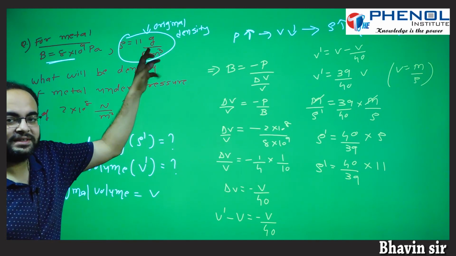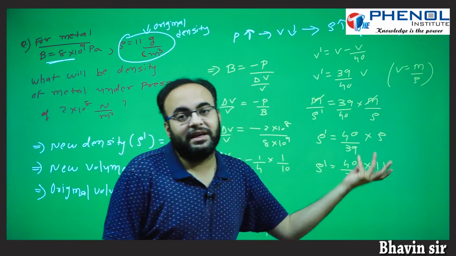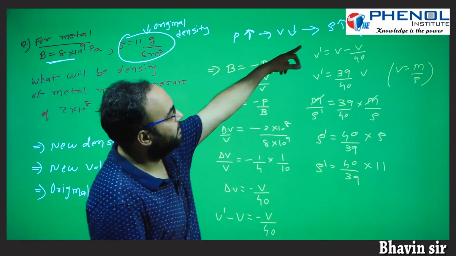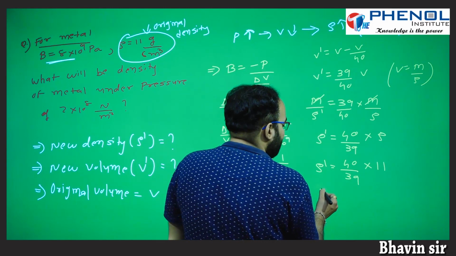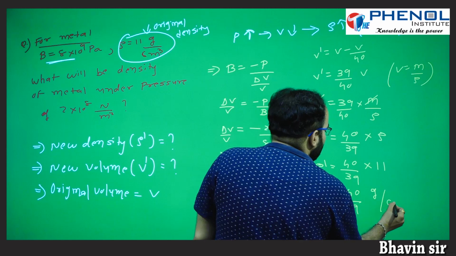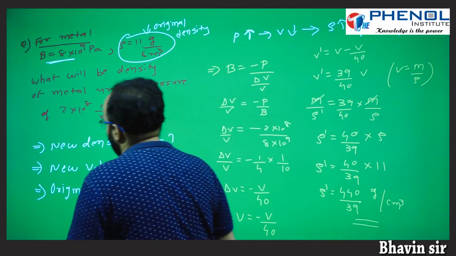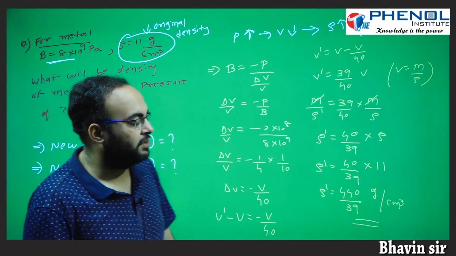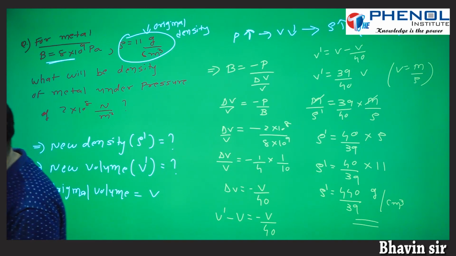But what is the original density? 11. Now what is the new density? 40 by 39 into 11. So density increased. So what is our final answer? 440 upon 39 gram per centimeter cube.